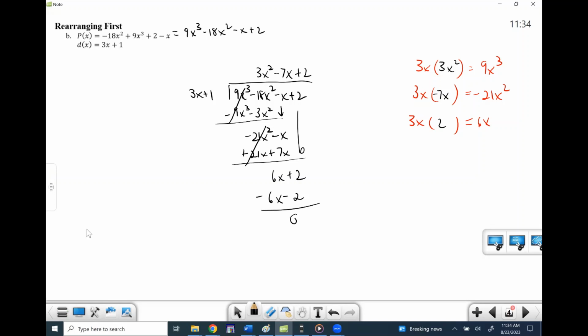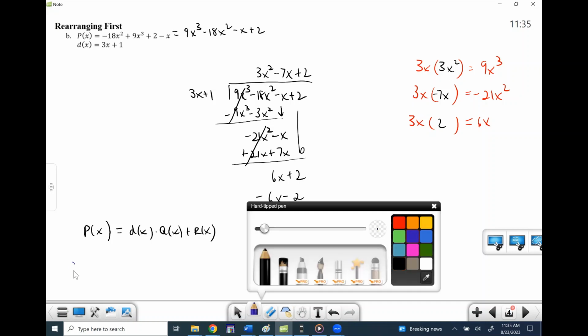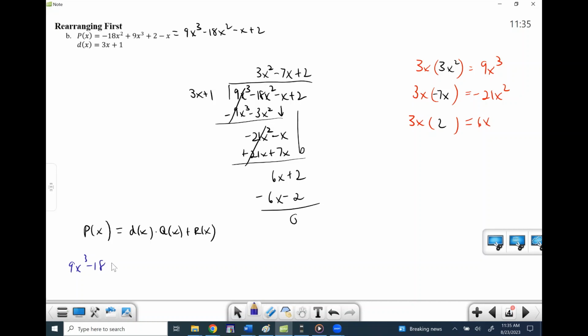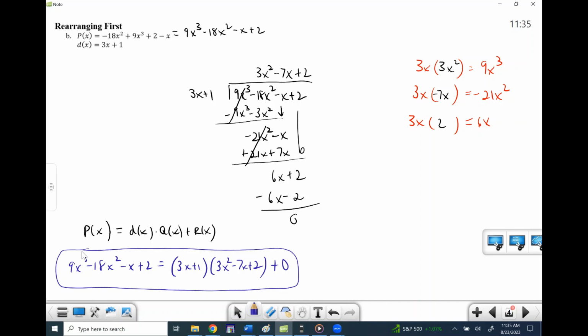So if we were going to express this how they want us to express this, as p of x equals the divisor times the quotient plus the remainder, then we would write this as 9x cubed minus 18x squared minus x plus 2 can be found by taking the divisor, multiplying it by the quotient we just got, and then adding in the remainder of 0.